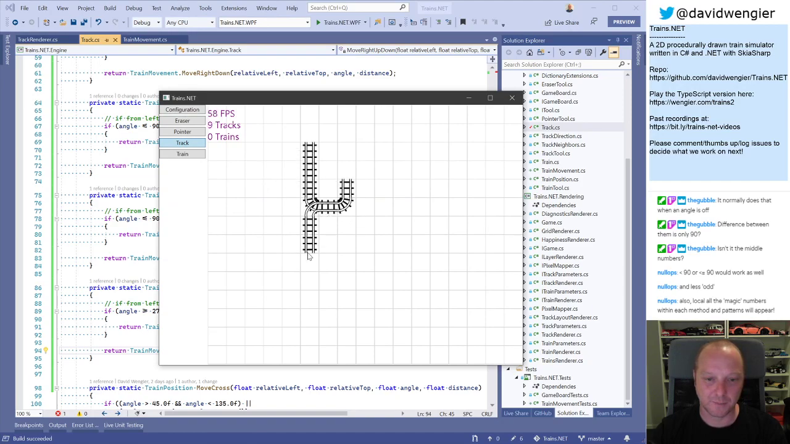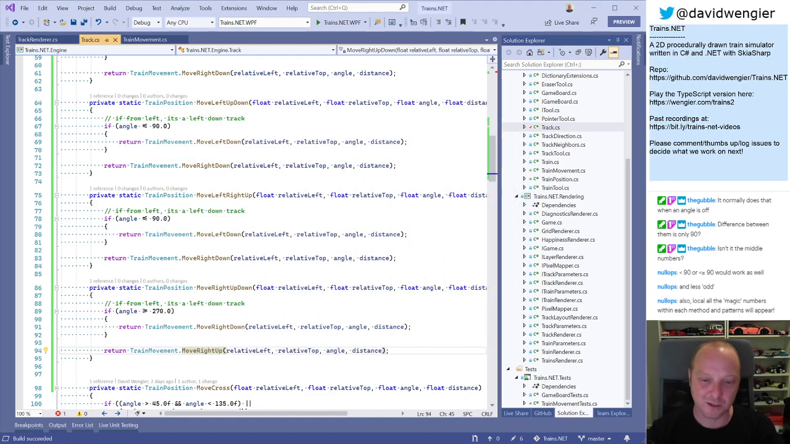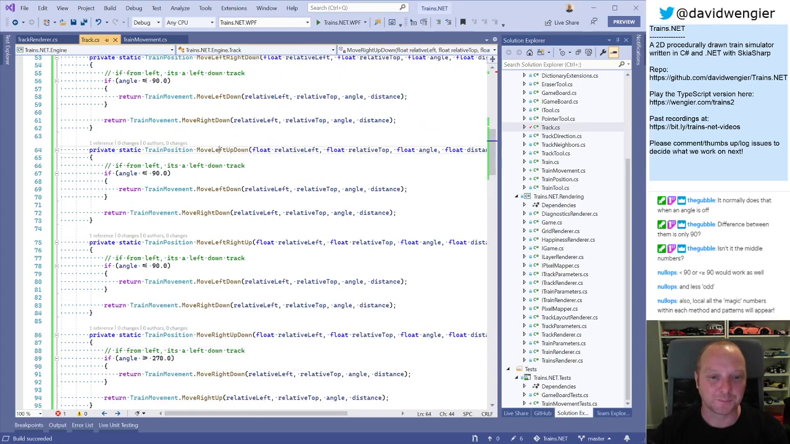Okay. So that way, yes, that way, yes, and that way. Excellent. Wait till tracks have state and you can twiddle those switches. Boy, that'll be fun. Okay. Left, up, down.